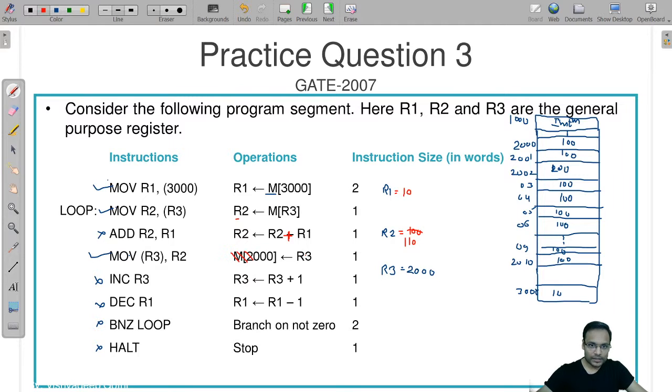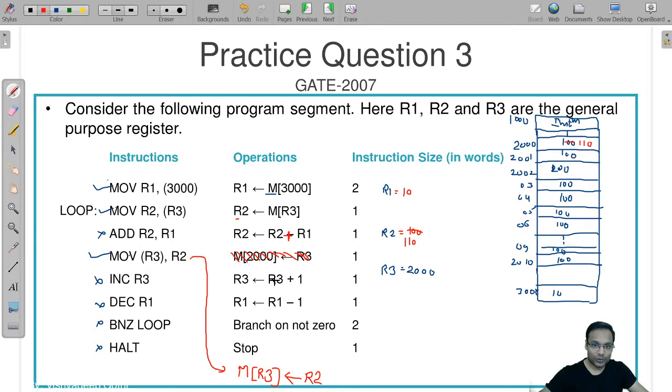Okay, so here is the next statement. This particular statement's meaning is that memory at R3 should have the value of R2. Move R3 comma R2 is the R2 value. R2 value means 110 copied into memory on location R3. Location R3 means location 2000. On location 2000, copy the value of R2 which is 110. So previously it was 100. Now it has become 110.